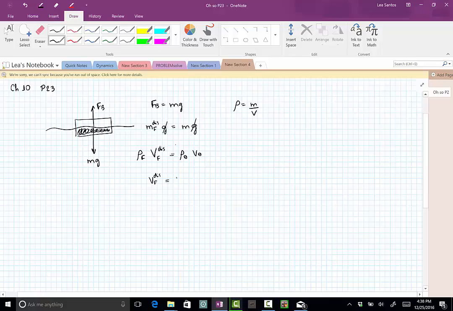Well, it's a fraction of the total volume of the object. And what is this fraction? The density of the object divided by the density of the fluid. Why is this object floating? Because the density of the fluid is larger than the density of the object. So here we have a fraction of the whole volume of the object. So that's how we get the result.